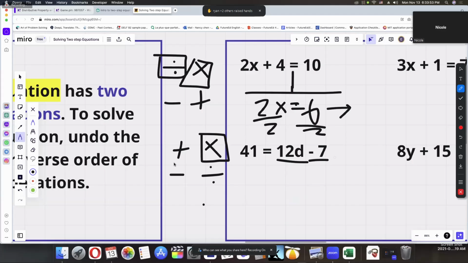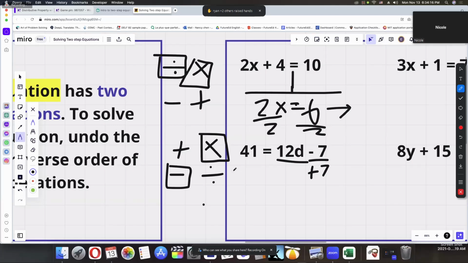So the minus 7, what operation is being used? Subtraction. And to get rid of the minus 7, what do we need to do? Add 7. So if we add 7 on this side, can we just go like, haha, we're just gonna add 7, the end? Is that what we're gonna do?